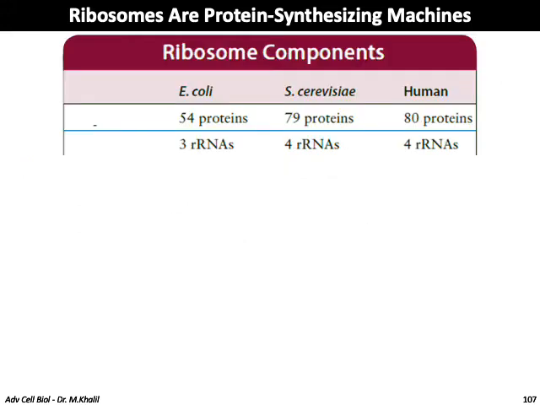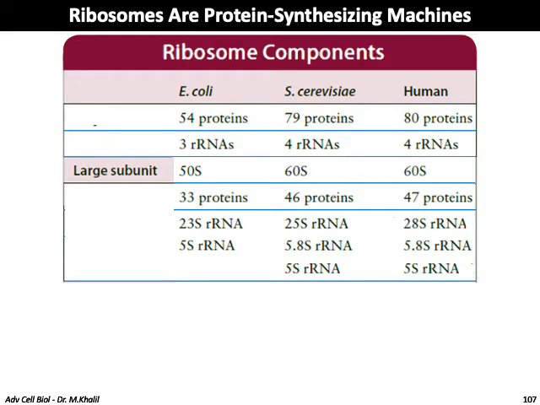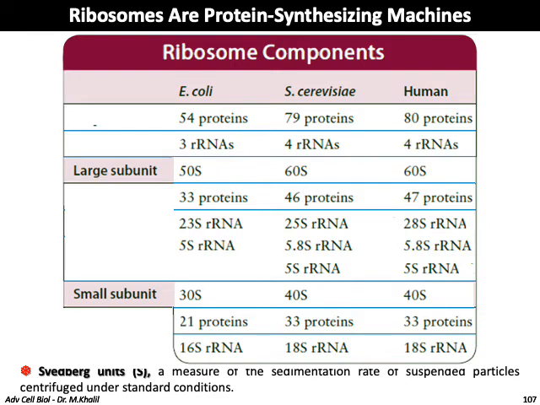Here you can see the ribosome components. In E. coli, it consists of 3 ribosomal RNAs and 54 proteins, while in S. cerevisiae yeast, 79 proteins and 4 ribosomal RNAs, while in human, 80 proteins and 4 ribosomal RNAs. For the large subunit, you can see that there are 33 proteins, and these are the types of RNAs, and so on for yeast and human. For the small subunit, you can see the difference between the three.